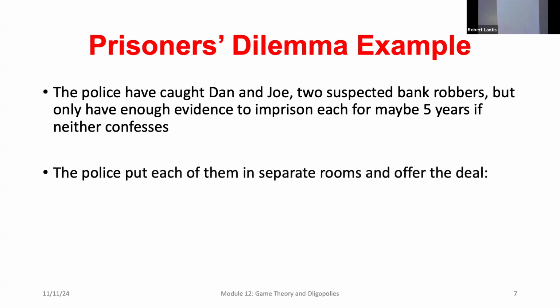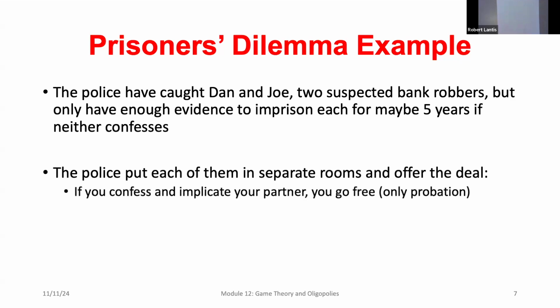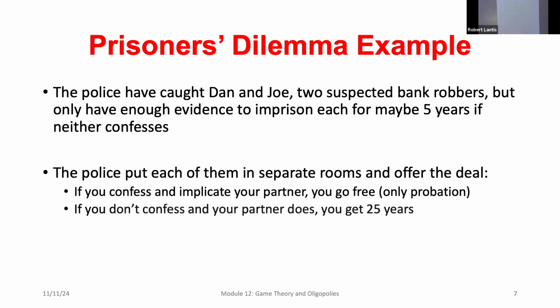However, if we put both of them in separate rooms where they have to make a decision simultaneously, so in all of these initial models we're assuming people or firms are making decisions at the same time, we say, okay, if you confess and rat out your partner, you get to go free, because now we've got enough evidence to put your partner away for the whole bank robbery. They're going to go away for a much longer time. So if you don't confess, you get 0 years, but your partner is going to get 25.